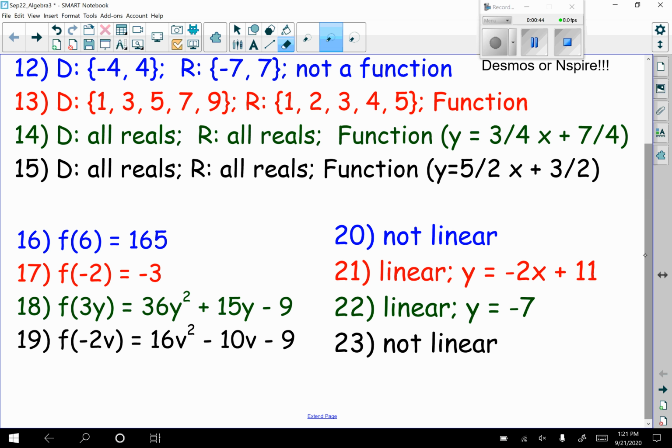16 through 19, we were just evaluating the function, so especially on 18 or 19, if you have any questions, let me know. I'll go over them for my remote students at the next Zoom meeting.